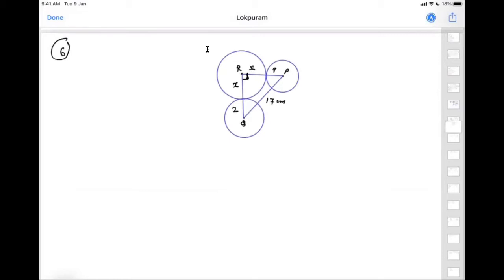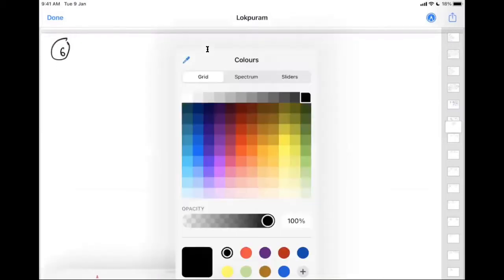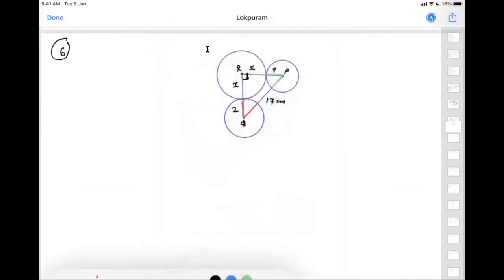Since this is a right angle triangle, this is 9, this is also 9. This part is 2, this part is 2. And this is x, this is also x. So it forms a right angle triangle in which PR is x plus 9, QR is x plus 2, PQ is 17 centimeter.